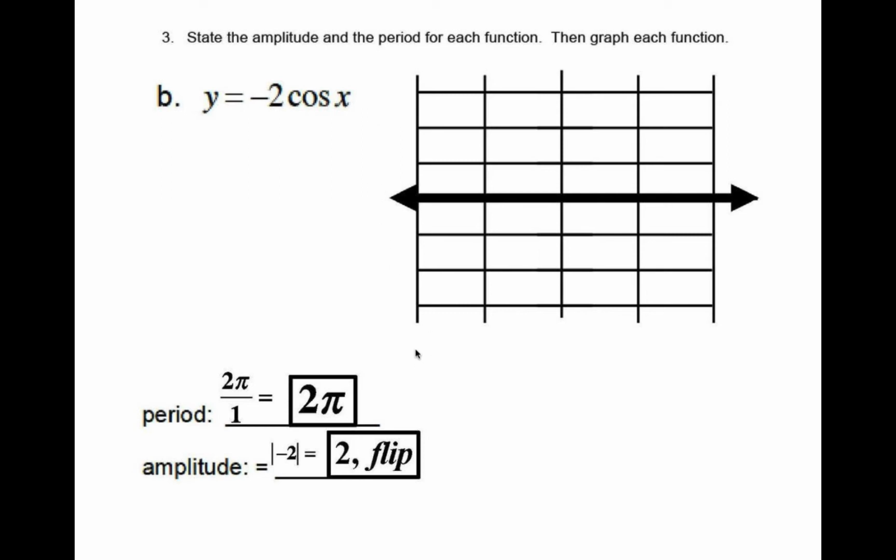So that means we're starting at 0. And then you add your period. So 0 plus 2 pi is 2 pi. We're going to scale this. So this is pi, half a pi. Add them up, take half, you get 3 pi over 2.